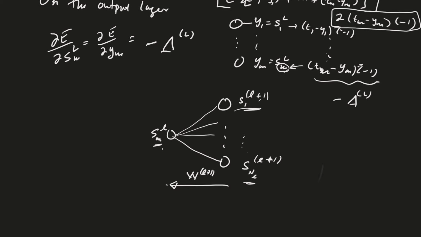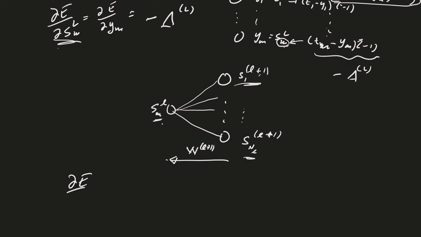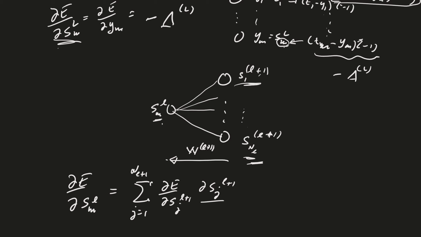Right? And so what we can do is write, for an inner layer, right? We've got this for the outer layer. Partial E partial S_m^l is equal to the sum on the outside layer, j equals 1 to n_{l+1}, of partial E partial S_j^{l+1} times partial S_j^{l+1} times partial S_m^l. Good.